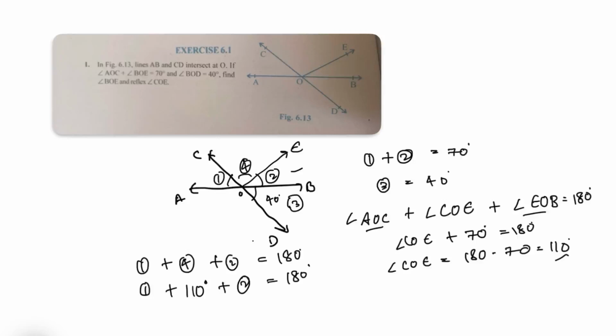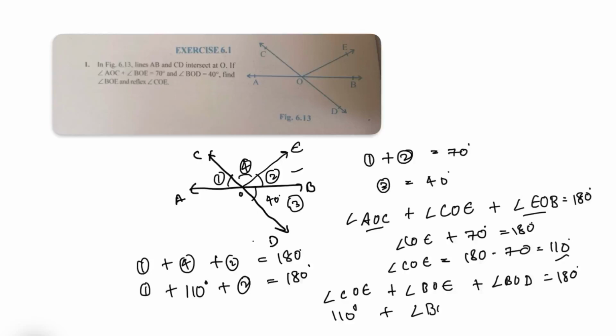Now angle BOE is also on line CD. Therefore, angle COE plus angle BOE plus angle BOD is equal to 180 degrees. Here we'll substitute. So COE is equal to 110 degrees plus angle BOE, we have to find this, and BOD is given as 40 degrees, right? Therefore, angle BOE is equal to 30 degrees. So this is your solution to the first question in exercise 6.1.